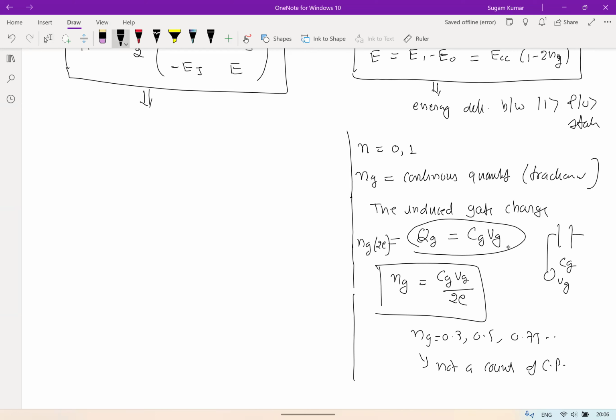So I think I must clarify further. This Ng is a way of expressing the induced charge in units of Cooper pair charge.